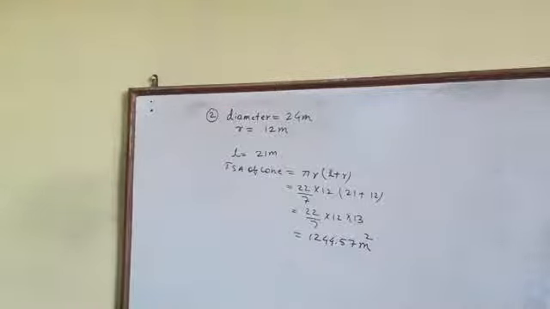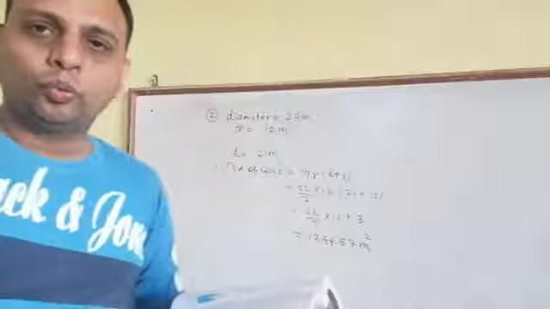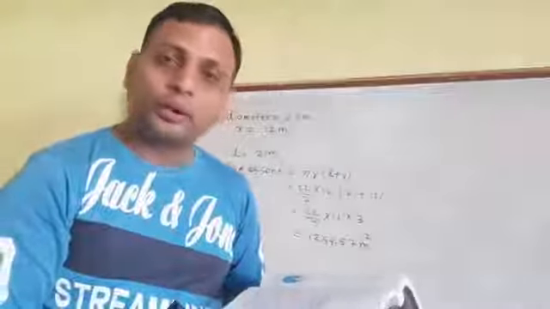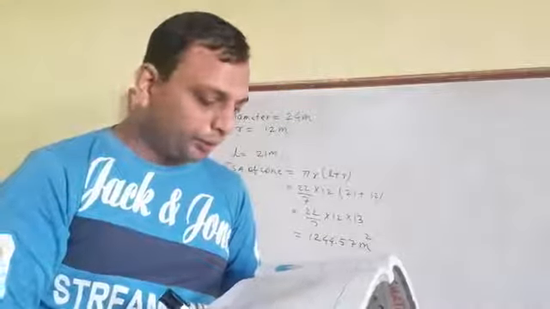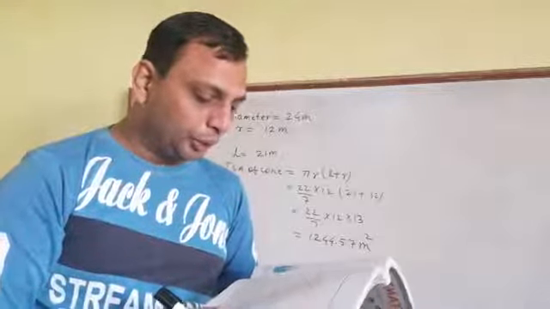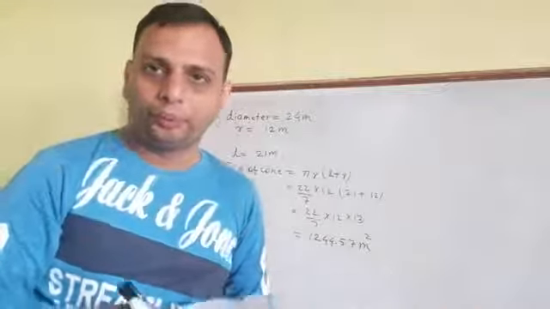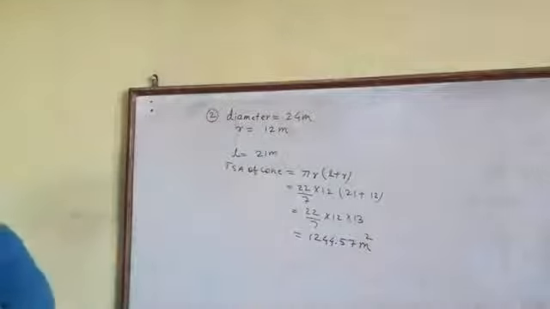Now we'll see the third question. What is said? The curved surface area of the cone is given, 308. The slant height is given, 14. First we have to find the radius, then we have to find the total surface area. So we will do one thing, we'll find this answer.